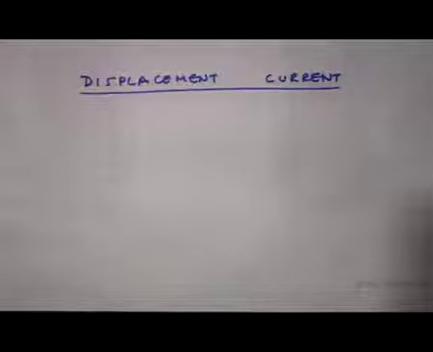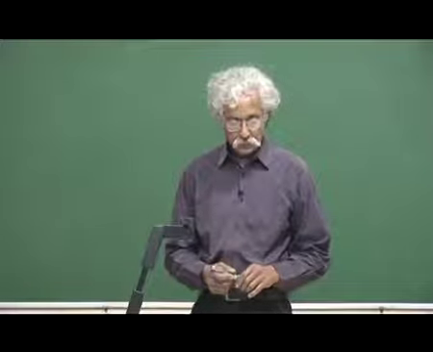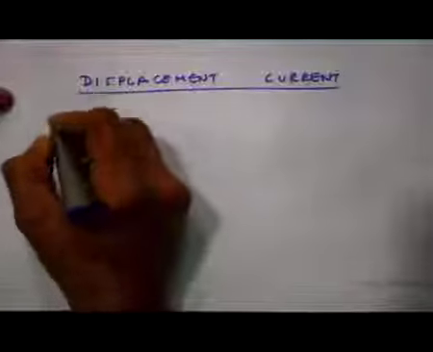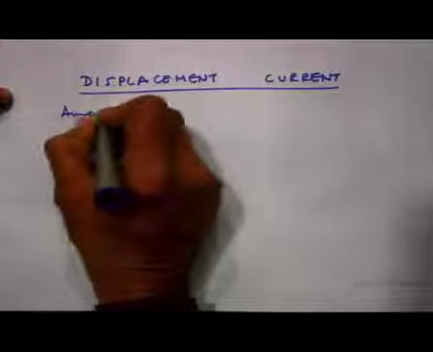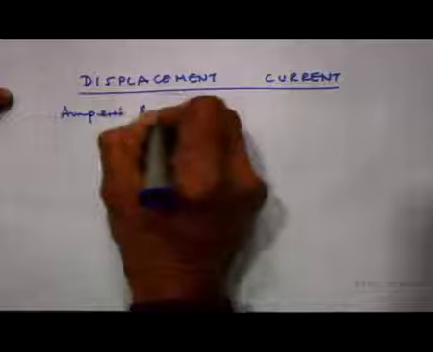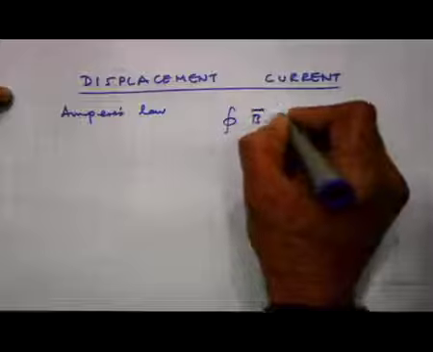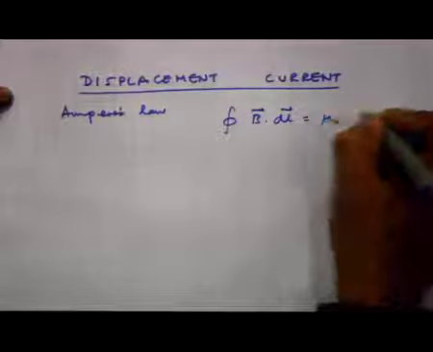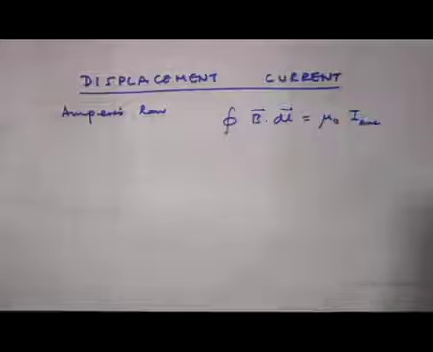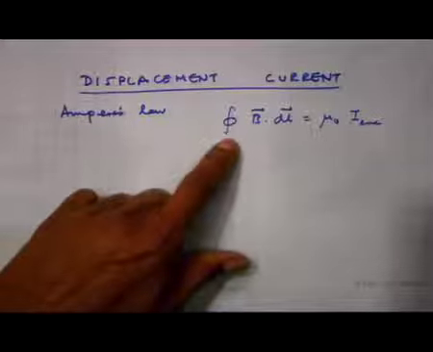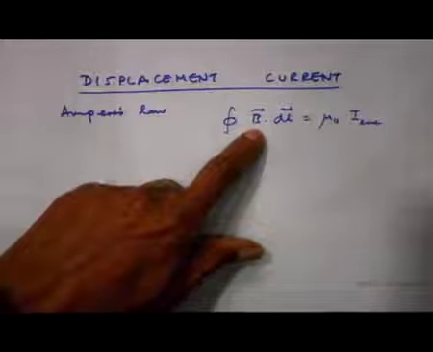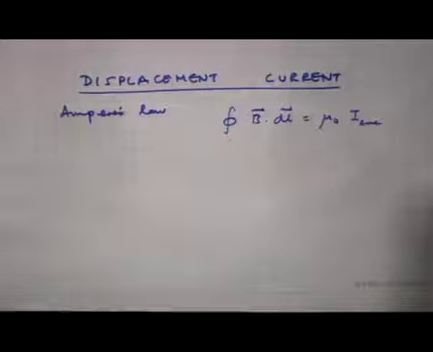Now, let me try to introduce this concept through the following problem. Let me again go back to Ampere's law. Ampere's law, as you know, is integral B dot dl is equal to mu 0 times I enclosed. So, if you have a current, and you take a loop of integration, then integral B dot dl over that loop must be equal to mu naught times the enclosed current.